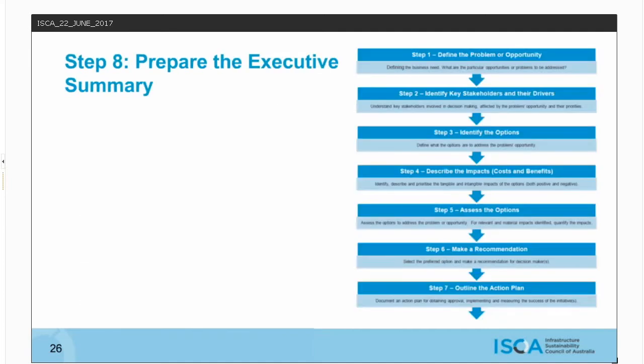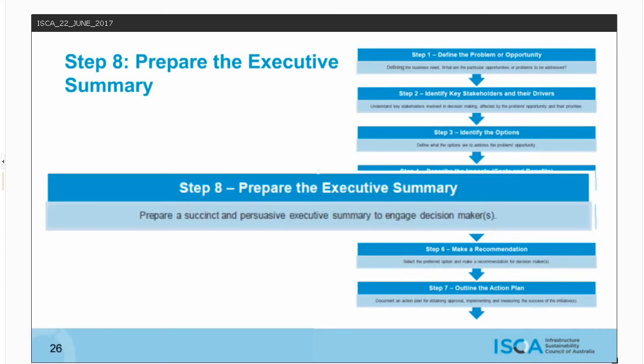So we're at the final step. We've been through defining the problem or opportunity, identifying key stakeholders and their drivers, identifying the various options, describing the impact of the options, and then assessing the options, making a recommendation for preferred option, and developing and outlining an action plan. We're now at the point of preparing an executive summary.